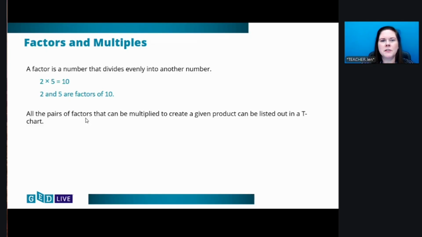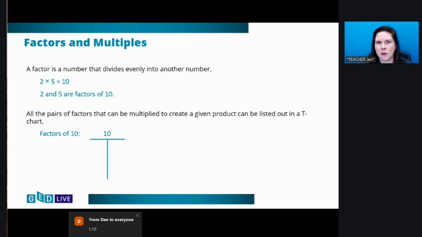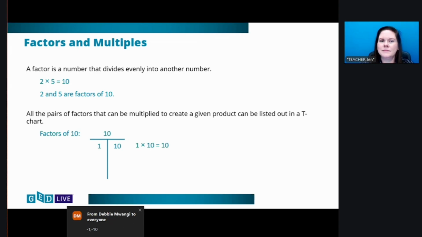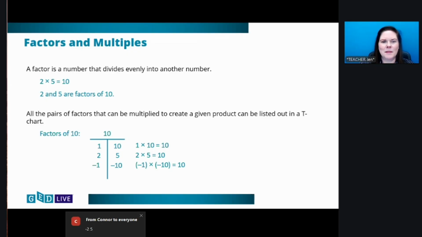So all the pairs of factors that can be multiplied to create a given product can be listed out in a T-chart. You know I love the T-chart. So let's talk about some factors of 10. We already have 2 and 5. What's another pair of numbers we could multiply together to get 10? 1 and 10. 2 and 5. Minus 1 and minus 10, Debbie. Well done. What's another set? Aha. Minus 1 and minus 10, and minus 2 and minus 5.